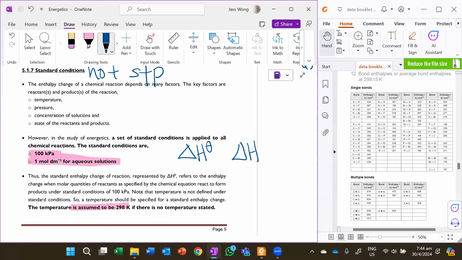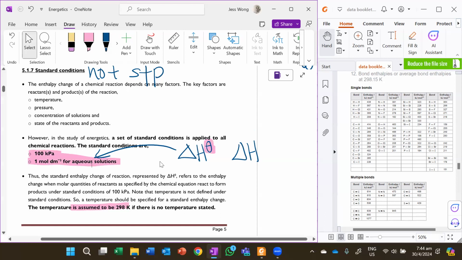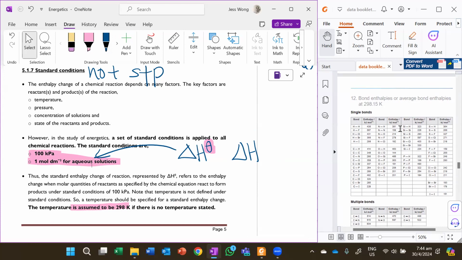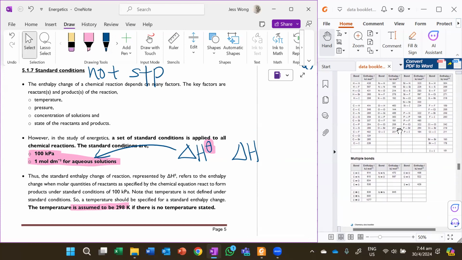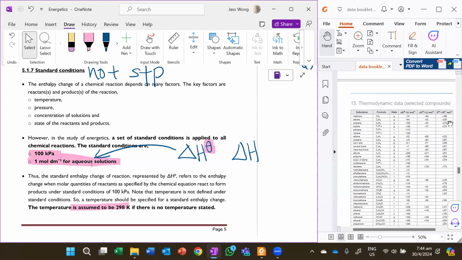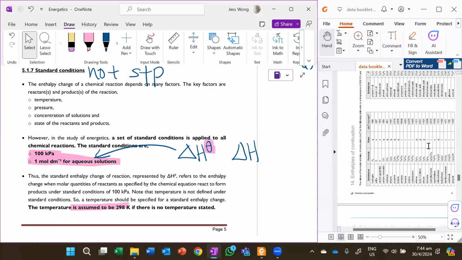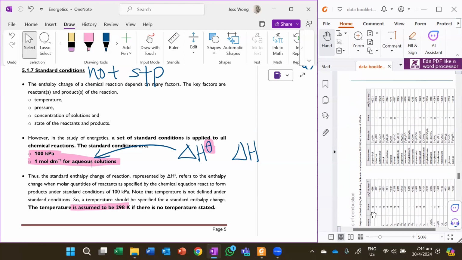The difference is that if you see the theta sign, it means that the reaction is conducted at standard conditions of 100 kilopascal, 1 mole per dm cube, and 298 Kelvin, whereas a delta H without a theta may not be carried out under the standard conditions. So for the data booklet, you'll find that for bond energy, you don't really see the theta sign, but for delta H formation and delta H combustion, you'll have a theta sign here because they actually mention that it's carried out at 298 Kelvin and a pressure of 100 kilopascal.